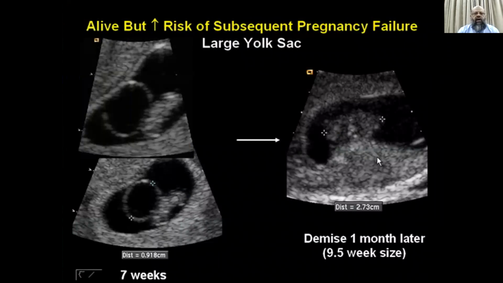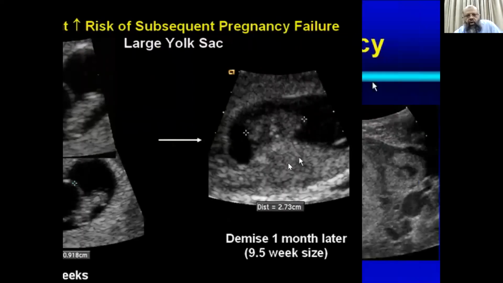Then comes the large yolk sac. Here you can see this is 7 weeks, a large yolk sac with embryo. Large means it is above 6 millimeters in mean diameter. After about 3 weeks, at 9.5 weeks, you can see the yolk sac there and the embryo without cardiac activity, so there was a fetal demise.